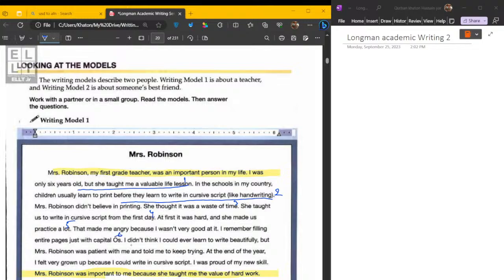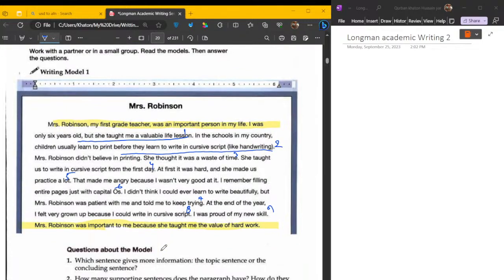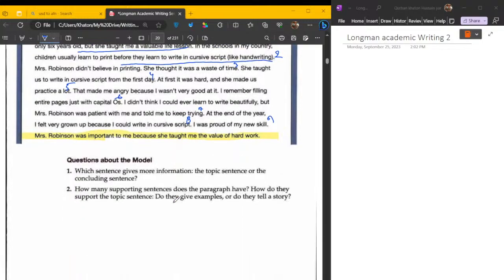This is 6 here. This is 7. And this is 8. And this is 9. Right, so there are 9 sentences, and how do they tell? They're not giving an example, they're telling a story. So they are telling a story.